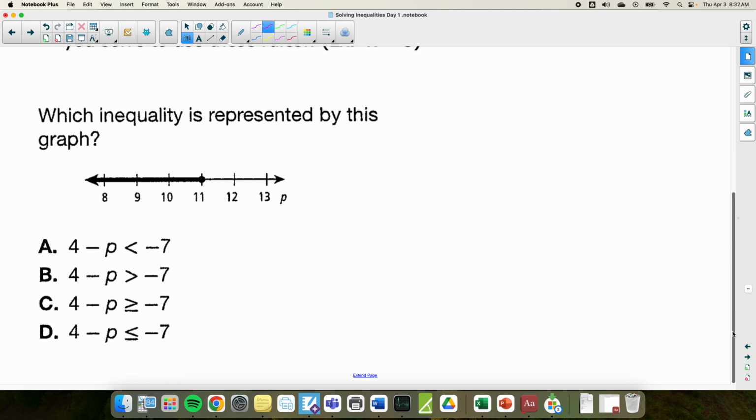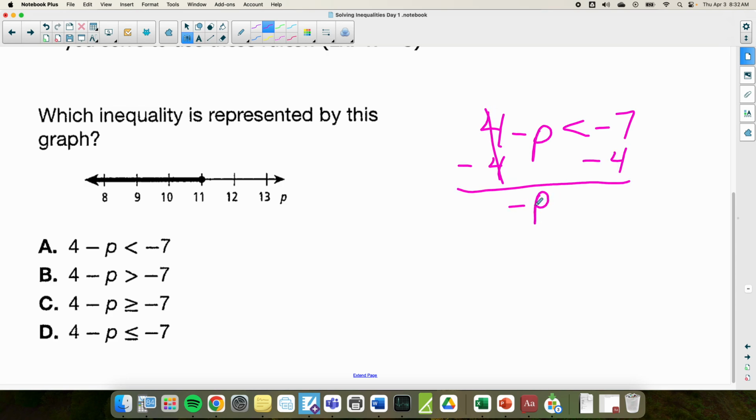Now, which inequality is represented for this? And this is one of those where you'd have to go through and check which one it is. So let's try 4 minus p is less than negative 7. So I'm going to bring that 4 over. We have negative p is less than negative 11. So to get rid of that negative, I divide by a negative 1, okay? And then I have to switch my sign so p is greater than 11.